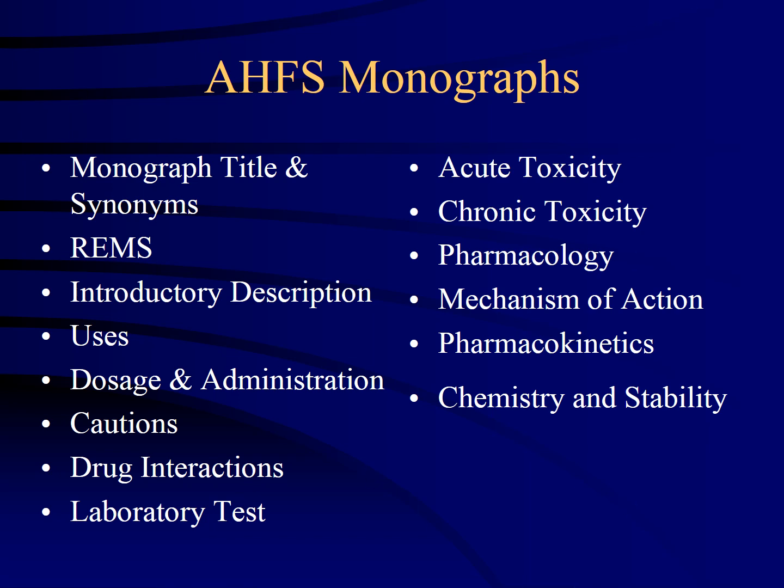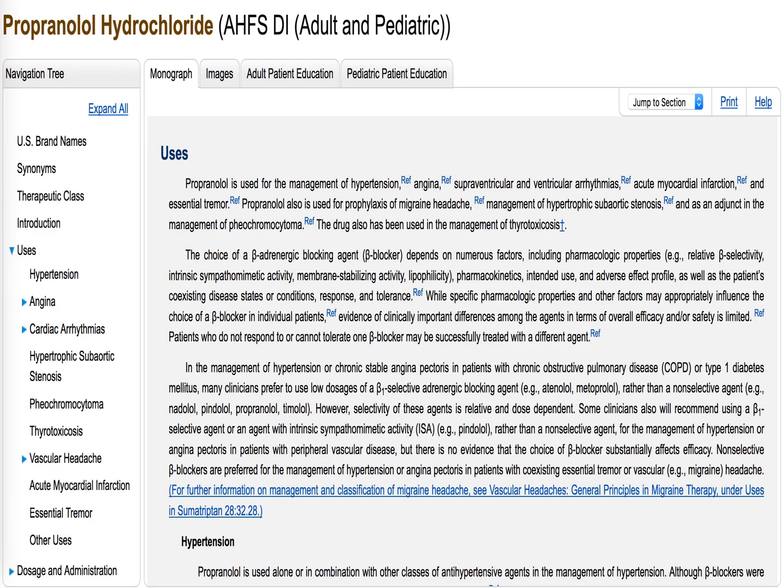Monographs in AHFS contain title and synonyms, REMS, introductory description, uses, dosage and administration, cautions, drug interactions, laboratory tests, acute toxicity, chronic toxicity, pharmacology, mechanism of action, pharmacokinetics, and chemistry and stability. Here's an example of the propranolol monograph for AHFS drug information. And again, I suggest that you use the drug information part of the AHFS and not the abbreviated part.